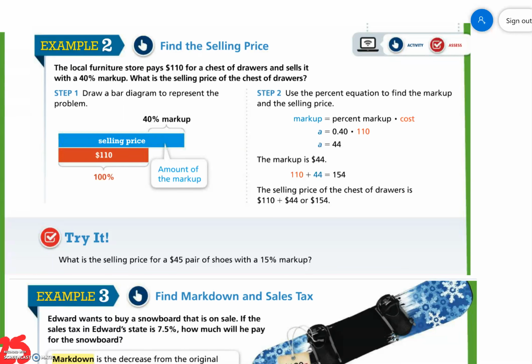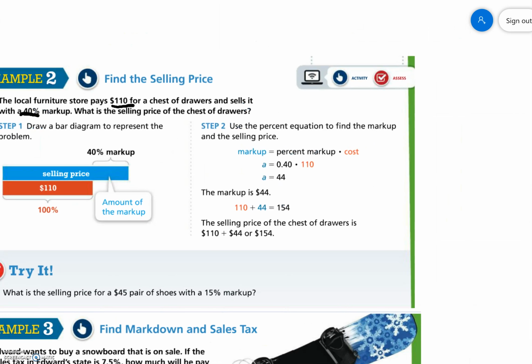All right, example 2, finding the selling price. The local furniture store pays $110 for a chest of drawers and sells it with a 40% markup. What is the selling price of the chest of drawers? So we know it's got a 40% markup, so that 40% has to go over 100. They buy it for 110, but we don't know how much they mark it up by. We just know it's 40%.